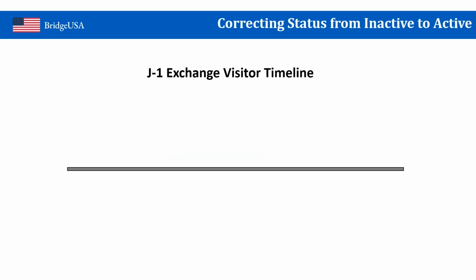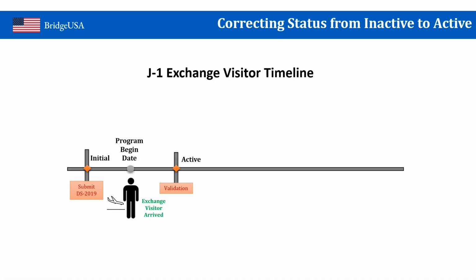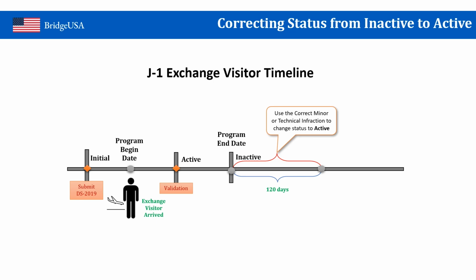The status of an exchange visitor's record changes from initial to active when the record is validated. The record remains in active status until the program end date, at which time the status changes to inactive. If the status should be active, you have up to 120 days after the status changed to submit a Correct Minor or Technical Infraction to update the program end date and return the status to active if the exchange visitor has not exceeded their maximum duration of participation.